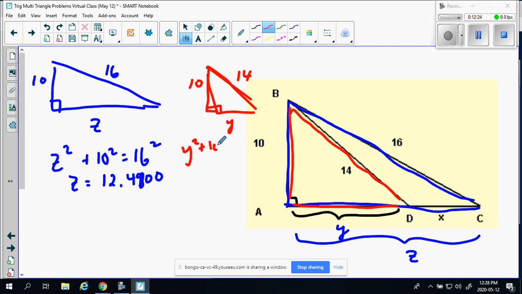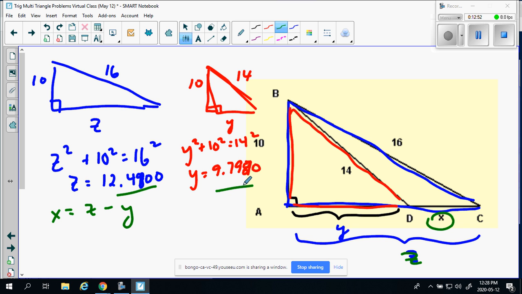Y squared plus 10 squared is equal to 14 squared, and we can isolate for y. So 14 squared minus 10 squared, and then I'll square root that to get y is 9.797, actually 80. So then lastly, to find z, or sorry, we already found z. We're looking for x, that's what we're after. So we're going to get x is equal to z minus y.